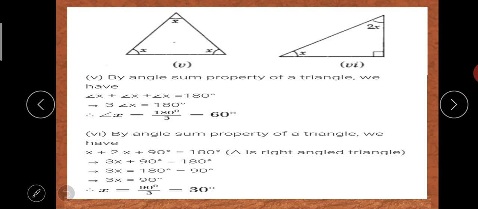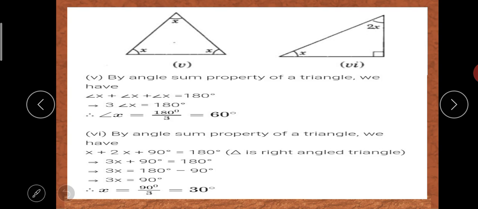Fifth one, here you only have to find the x, no measurement is given. So which type of triangle is it? This triangle is an equilateral triangle where all sides are equal, equal in their measurements. Equilateral triangle property we already studied, that all sides or measurements will be equal. So we have to write like this: x plus x plus x equals 180.